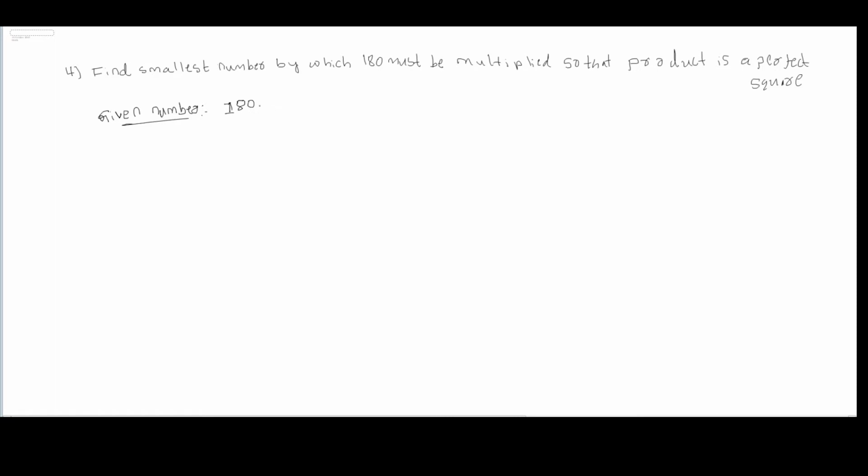They don't tell us whether it is a perfect square or not. They only ask what number needs to be multiplied with this 180 so that, once you multiply, whatever product you get should be a perfect square. Very simple.